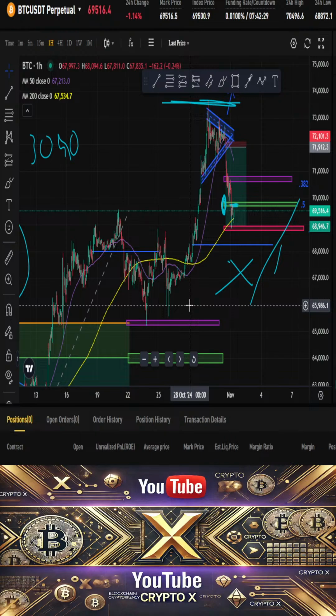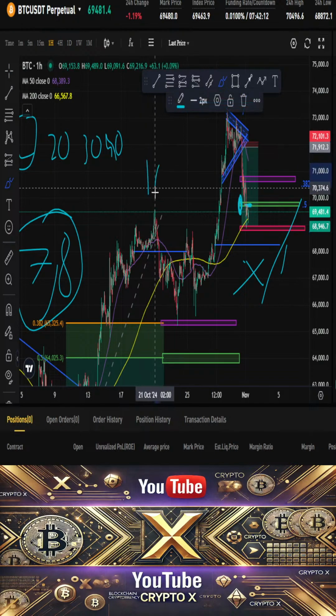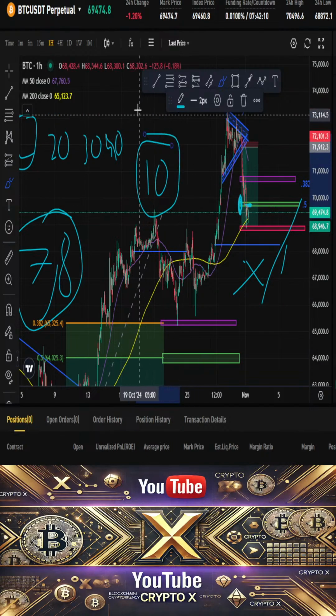I have backtested around 900 to 950 charts for learning Fibonacci and all the stuff. Out of 10 trends, you will get 9 or 8.